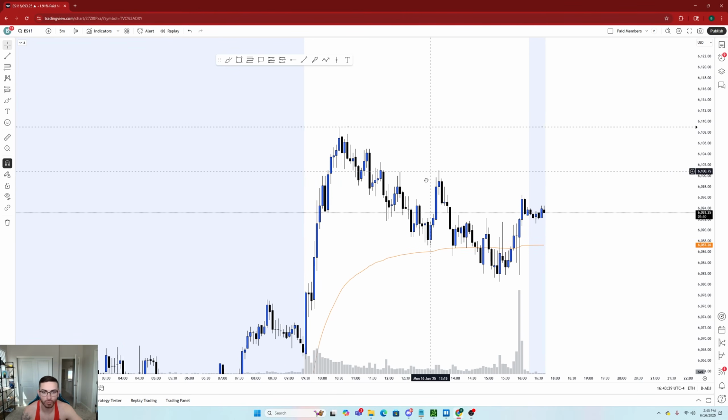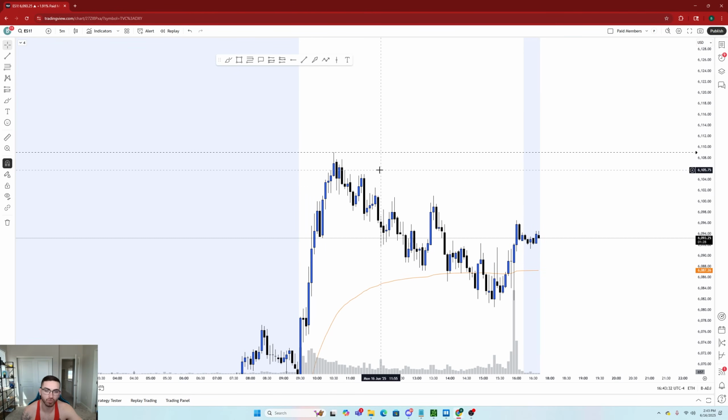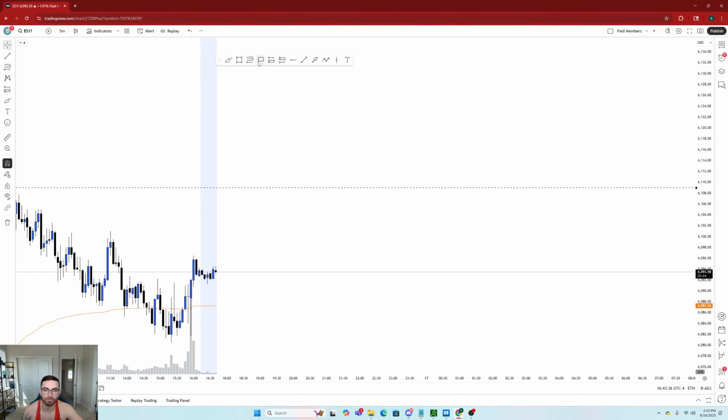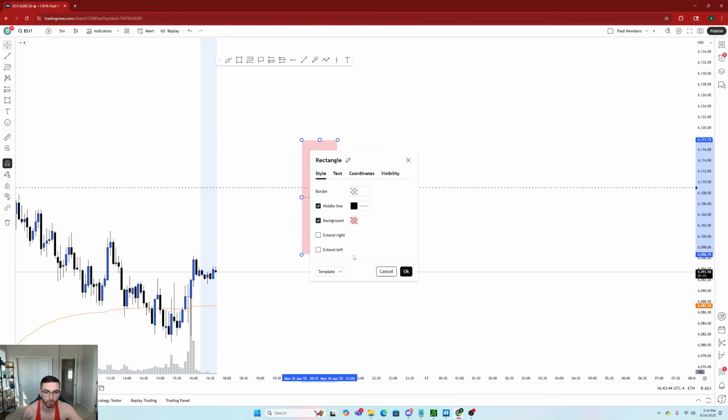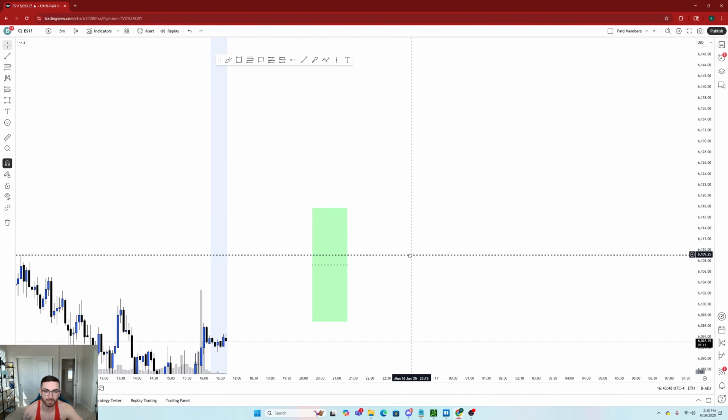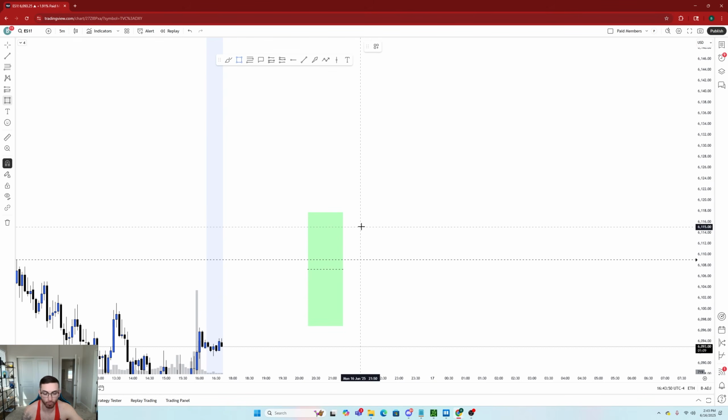All right, so before I show you guys the live trade example, I want to start off by showing you what a fair value gap is. So a fair value gap is going to be a 3-bar formation. Now we have bullish fair value gaps and we have bearish fair value gaps. So what we're going to start off with is bullish fair value gaps. So like I said, this is going to be a 3-bar formation.